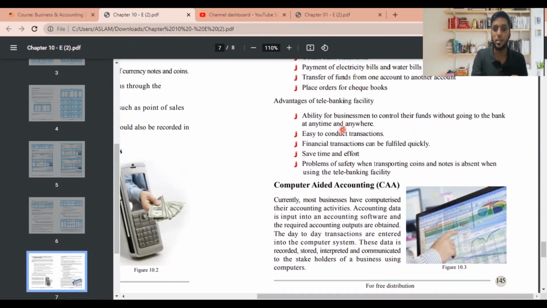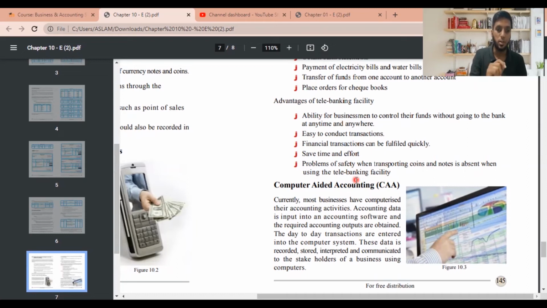Easy to conduct transactions, of course, indeed. Financial transactions can be fulfilled quickly. Save time and effort. Problems of safety when transporting coins and notes are absent when using telebank facilities. So you don't want to carry anything from one place to another. You can just do the transaction. It saves a lot of time. It is also doing the financial transaction very fast. So you don't have to spend transport time. Everything is saved when it comes to telebanking facilities.